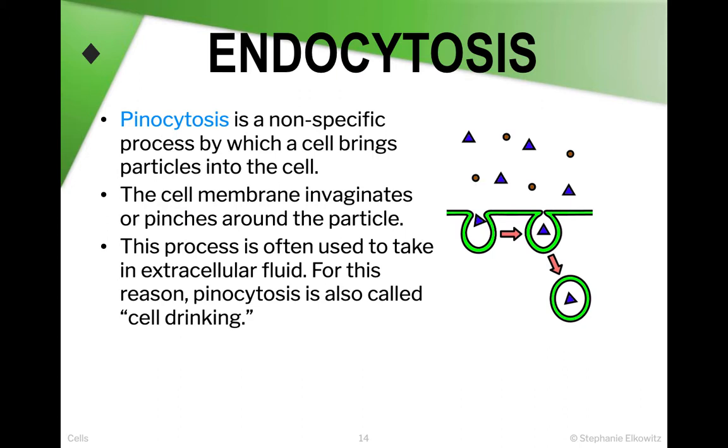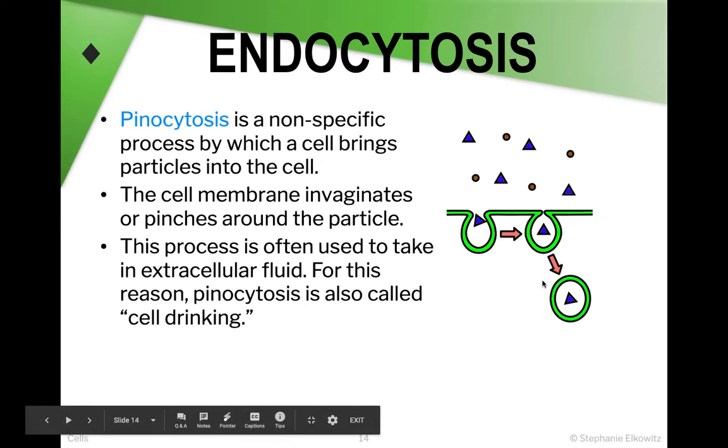Pinocytosis is a way that cells bring certain particles into the cell. So the cell membrane invaginates or pinches around the particle. So first, there's a particle and it invaginates. It makes kind of like a bag, all right? And eventually, it pinches until this part here closes and turns kind of like into a little bag. And then the particle goes inside the cell, okay? This process is often used to take in fluid or liquids from outside the cell. For this reason, pinocytosis is also called cell drinking.